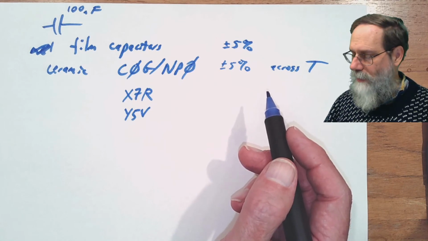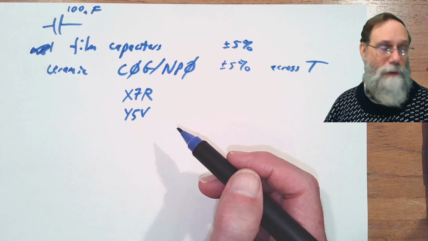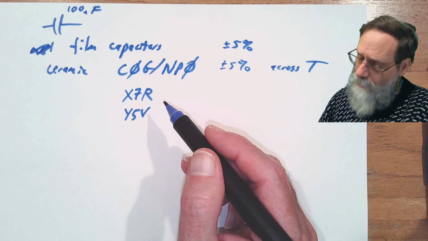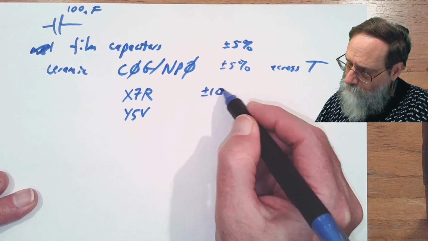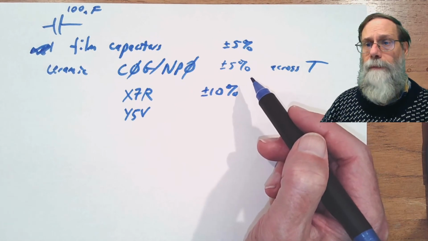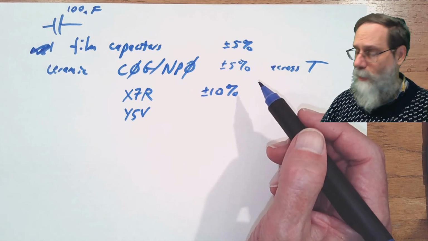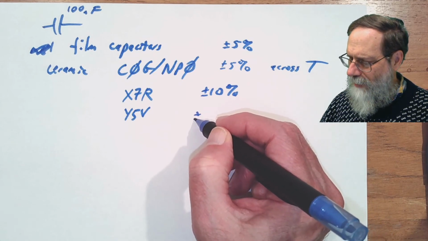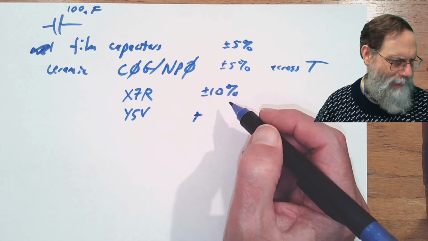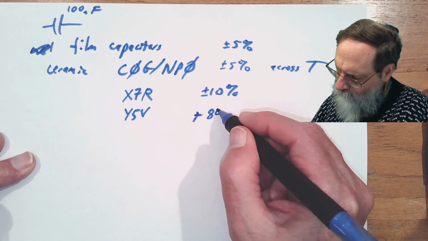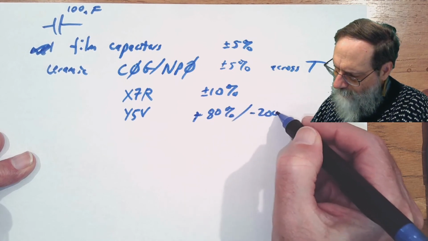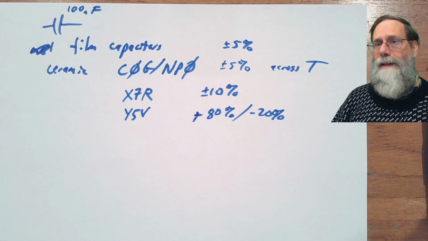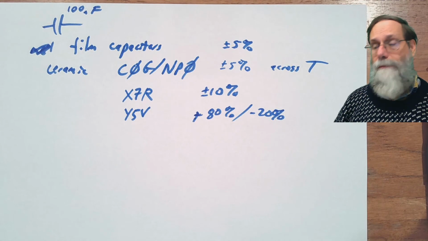The high dielectric ones, the X7R, the Y5V, those you can get moderately big capacitors. I mean, you can get up into the tens of microfarads. And here the X7R is going to be something like plus or minus 10%. So not quite as good as the C0G, but still quite reasonable. And then the Y5V, I think that's plus 80% or minus 20%. Not even a symmetric range. And those are still useful because you can get fairly large capacitors here.